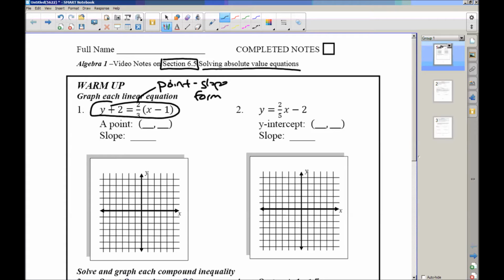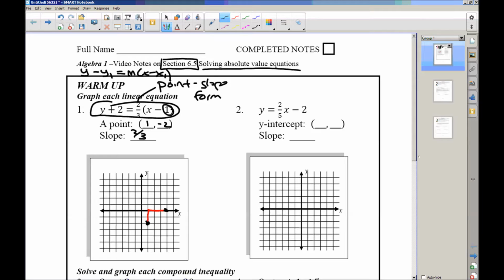Remember that's y minus y1 equals my slope times x minus x1. So the x coordinate of the point that I see is 1, and the y coordinate is actually -2 because this is really y minus -2. Our slope is 2/3. So we put a point at 1, -2. That's down here in the fourth quadrant. And then from there we go up 2 and right 3 to get our next point.